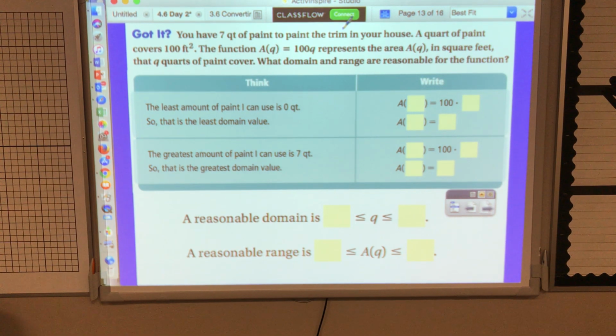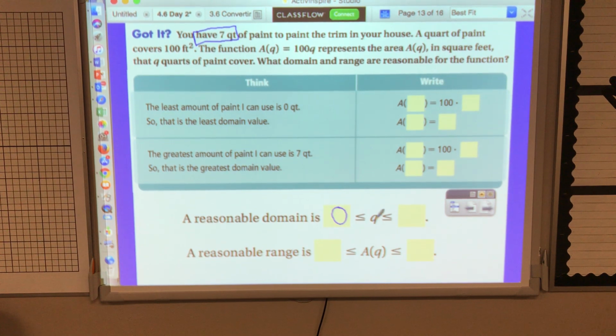Okay. Well, what we know is I can choose not to paint at all. And if I don't paint, I use 0 quarts. So that's the least we can use for our domain. The smallest amount of paint we can use is nothing. The greatest, since I only have 7 quarts, is 7, the most paint I can use. So 7 is the greatest value for our domain.